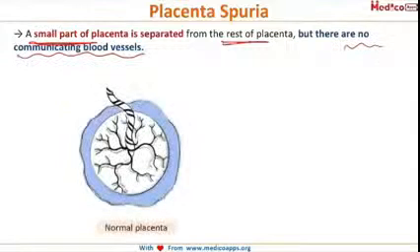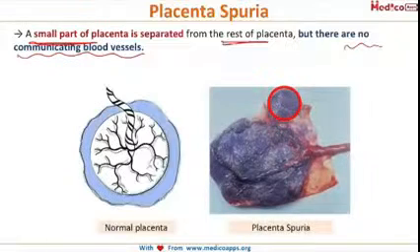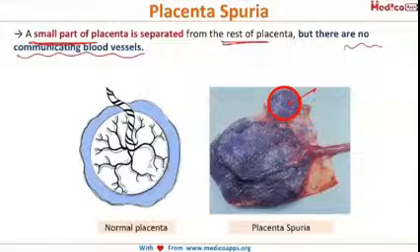As we can see in this diagram, this being a normal placenta, this is placenta spuria, where a small lobe of the placenta is separate from the main mass and there are no connecting vessels. And it is assumed that this accessory lobe is developed from the activated villi on the chorionic laeve.